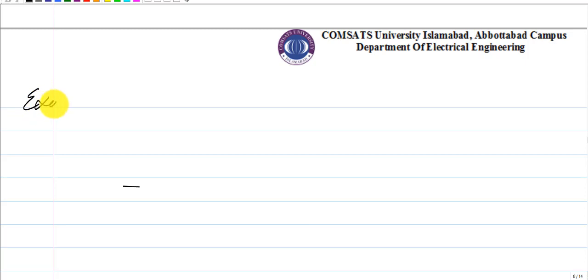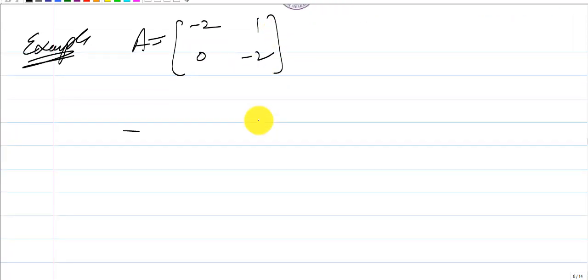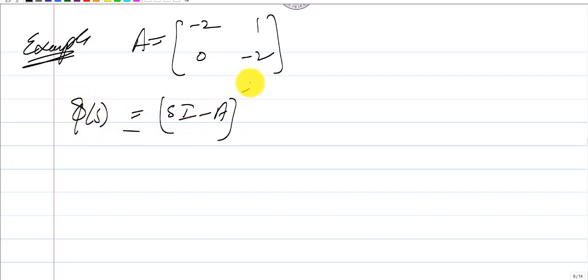Example: here we have A is equal to [[-2, 1], [0, -2]]. Here we can see that we have these two repeated values. We need to find this phi of s, so that will be (sI minus A) inverse. That will be simply [[s plus 2, -1], [0, s plus 2]]. So we need to find the inverse of this matrix.